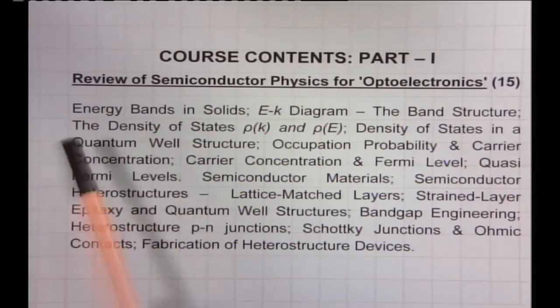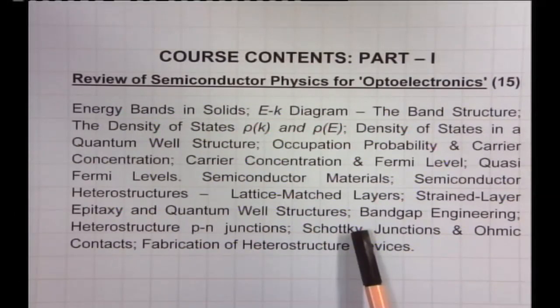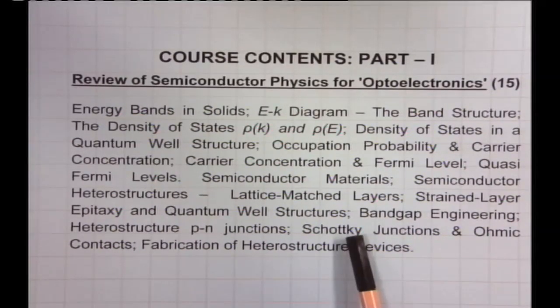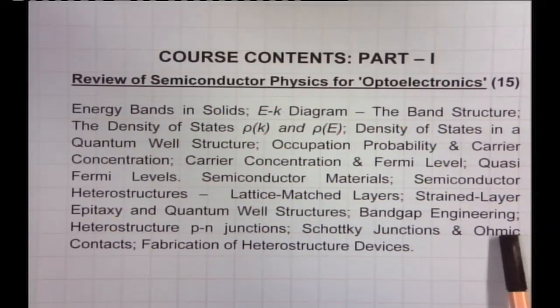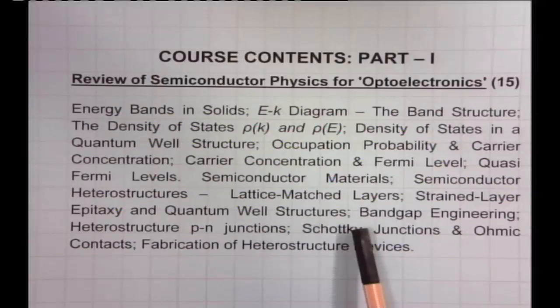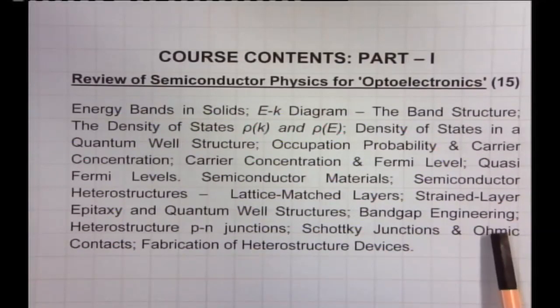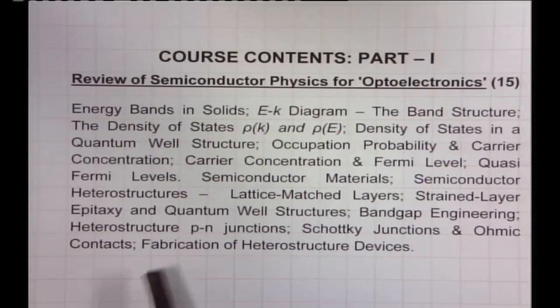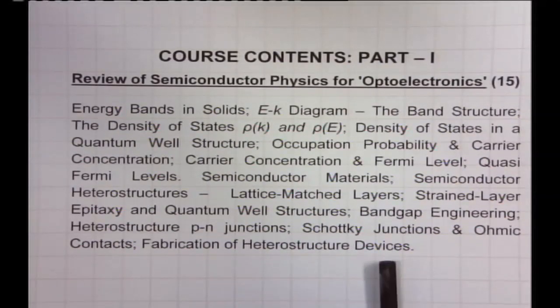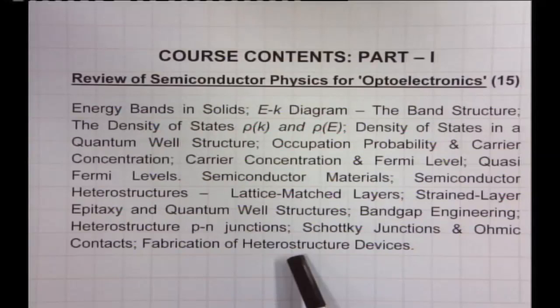Then finally, in a device we have PN junctions, Schottky junctions, that is junction between metal and semiconductors, and ohmic contacts. So we will discuss the last part here, namely PN junctions, Schottky junctions and ohmic contacts, from the point of view of the final device, and briefly overview fabrication of heterostructure devices. There are several techniques which are used.